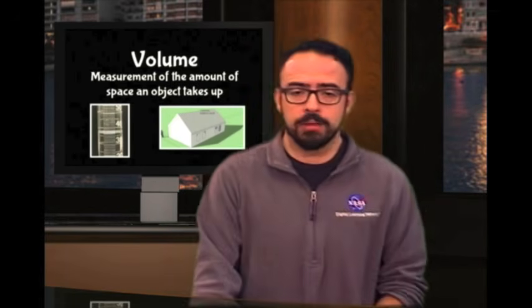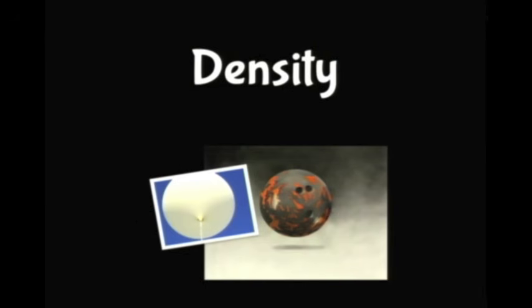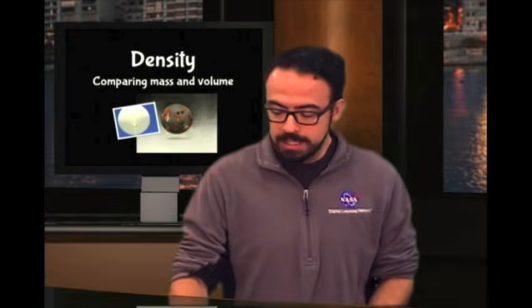Now, if we compare mass and volume, we get something called density. And again, that's just comparing mass and volume. So think about the bowling ball that you see there, and think about a balloon blown up to approximately the same size as that bowling ball. We can say that they have the same volume, but they definitely do not have the same mass. Inside that same volume, that bowling ball has much greater mass compared to that balloon, which has a lower mass inside that same volume.